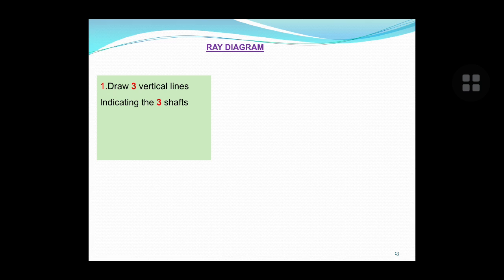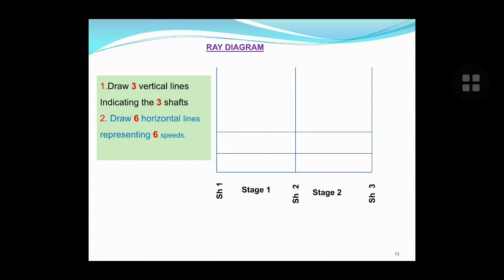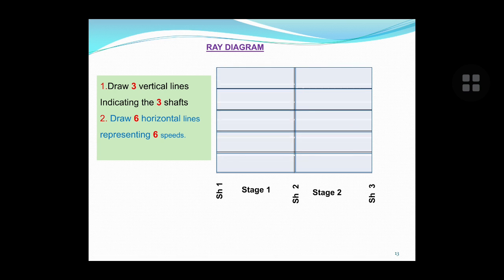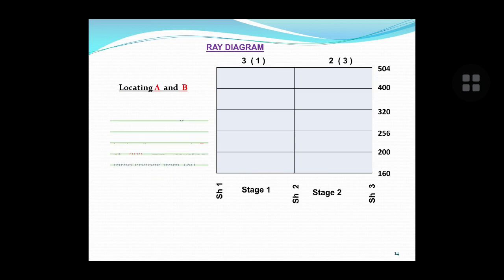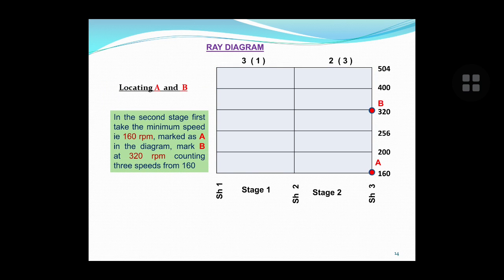If it is two stage, we have to draw 3 vertical lines: shaft 1, shaft 2 and shaft 3. It is a two stage process, and it is a 6-speed gearbox, so I am drawing 6 horizontal lines and mentioning the 6 speeds. Now, 3 into 1, 2 into 3. 2 into 3 means I have to mark 2 speeds with a gap of 3. So I have marked 2 speeds with a gap of 3.